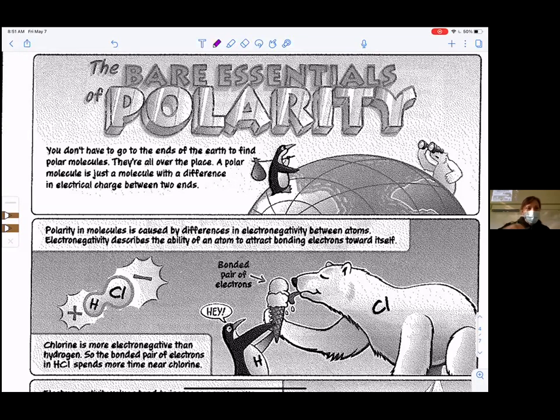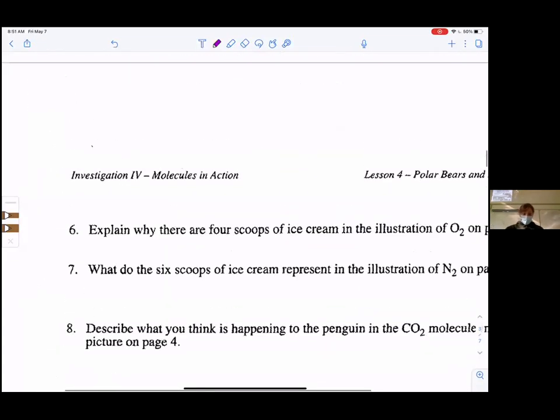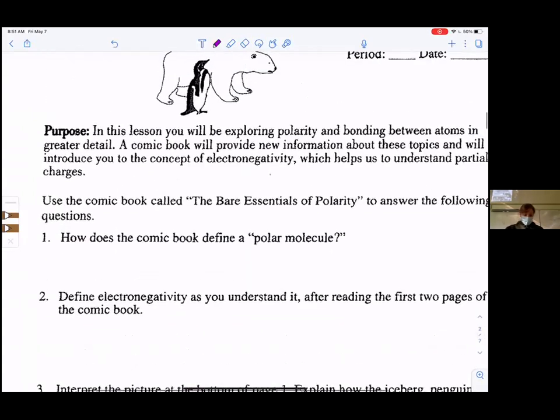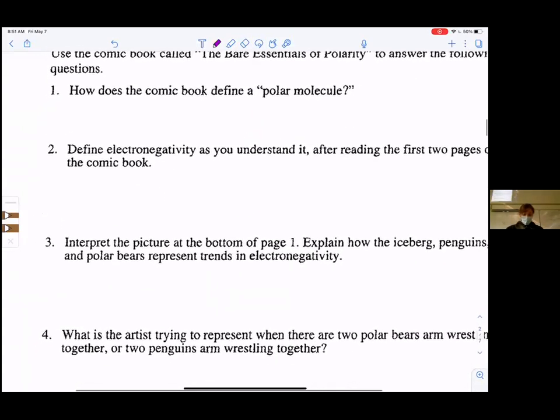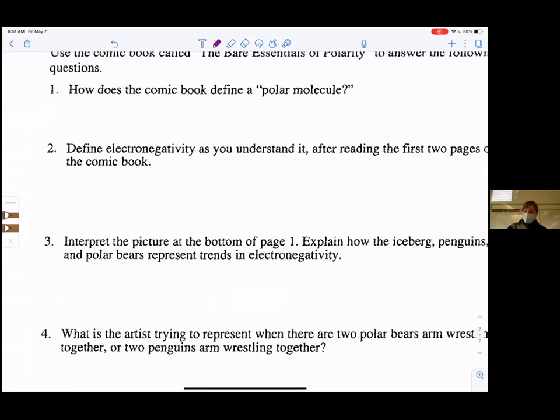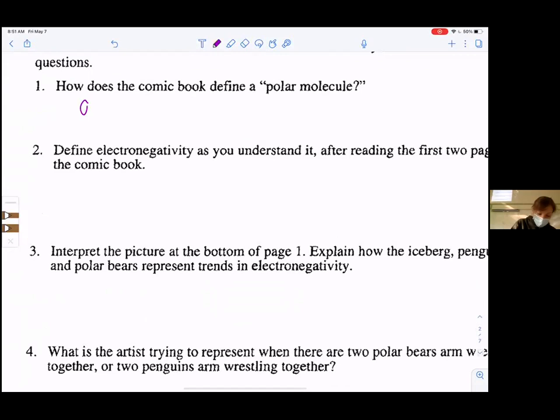So right up here at the top, it says that we don't have to go to the ends of the earth to find polar molecules. They're all over the place. A polar molecule, ding, ding, ding, here it is: just a molecule with a difference in electrical charges between the two ends. So this is really just a matter of copying that down. So the comic book says a polar molecule is defined as a molecule with a difference in electrical charges between the two ends.